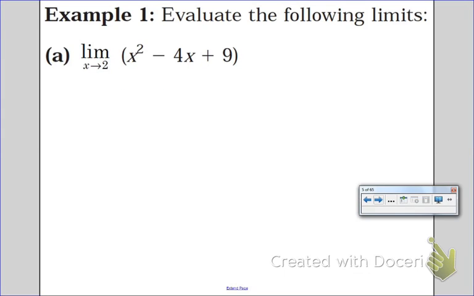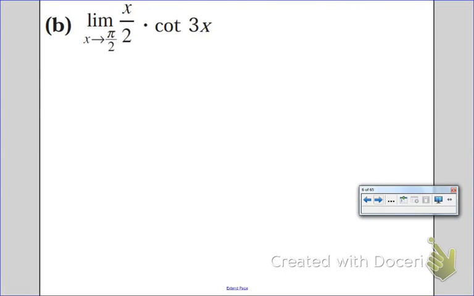All right, let's try another one. Try this one. It's a little bit more difficult if you're not familiar with trig functions. So we'll write it out.